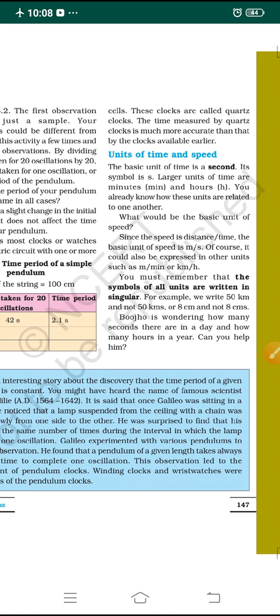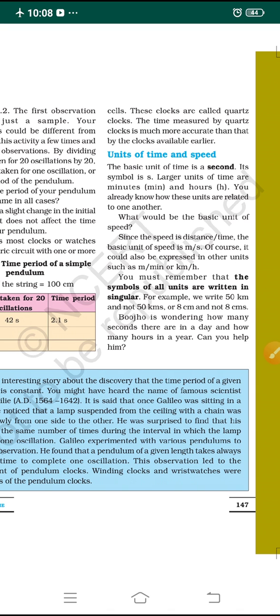We must remember that the symbols for all the units are written in singular form. You should not write kilometers per hours or meters per seconds; write meter per second, kilometer per hour. For example, we should write 50 kilometer, not 50 kilometers, and 8 centimeter, not 8 centimeters. We should always remember the units in singular form.